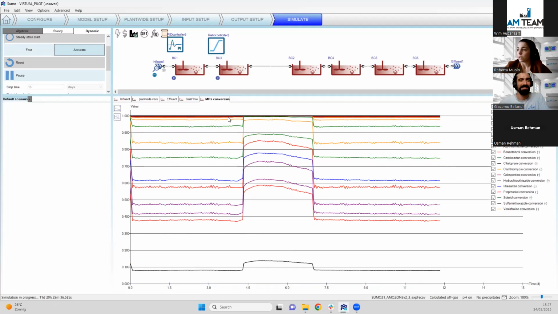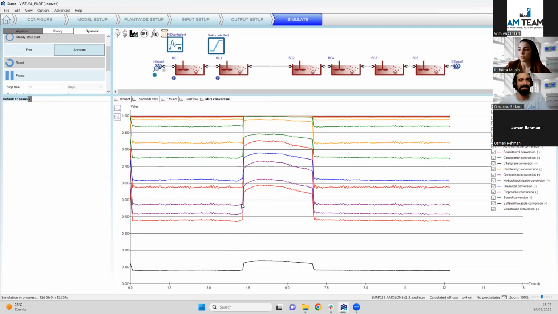So here we're looking at micropollutants removal, the average removal along the dynamic simulation, along the days, along the time, and we can see very fast removing compounds and low reactive compounds that are hardly removed.